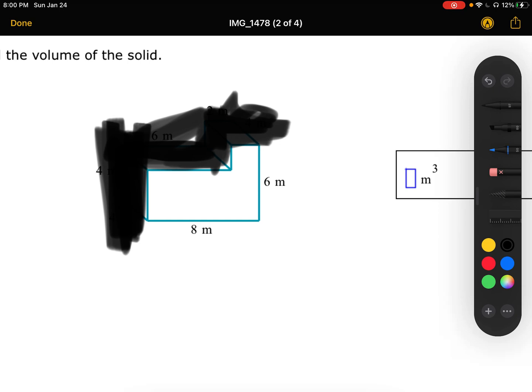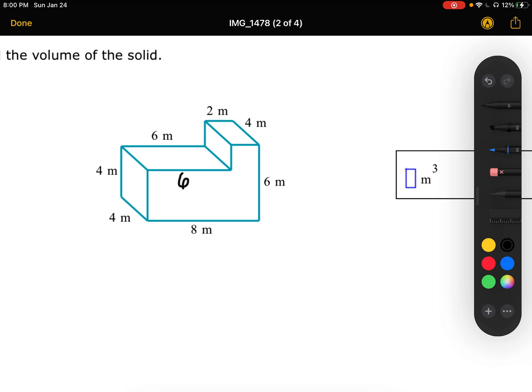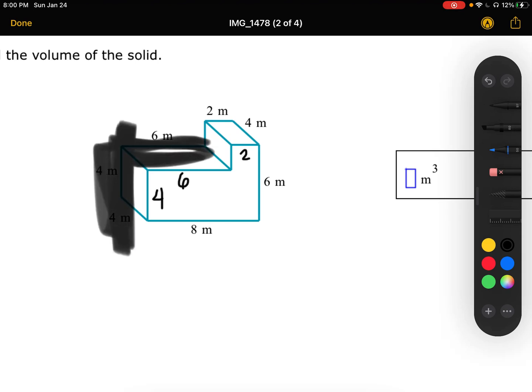So actually, let me write some of this down. I shouldn't have erased everything. But this is 6, this is 4, and that's 2. I think those are the only ones I need.